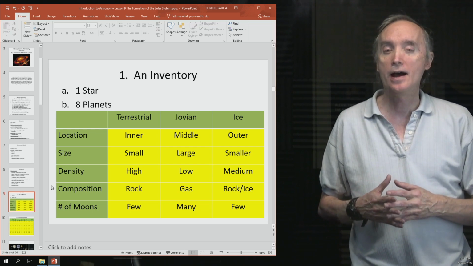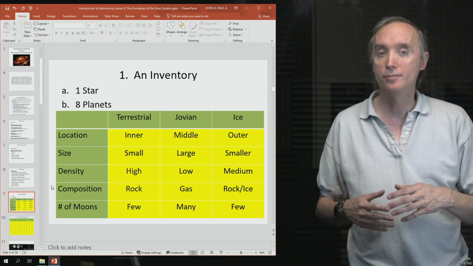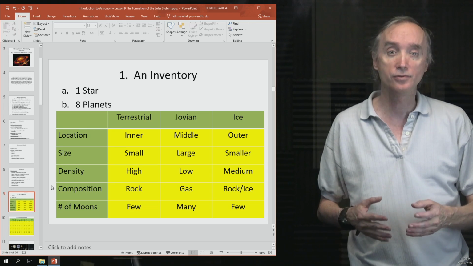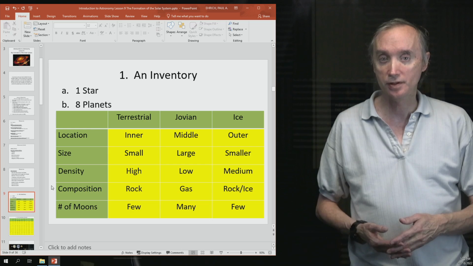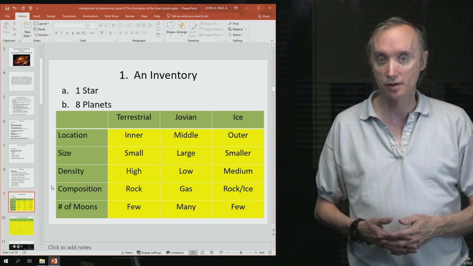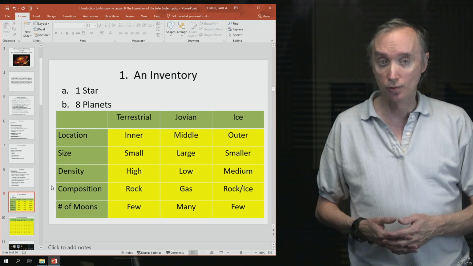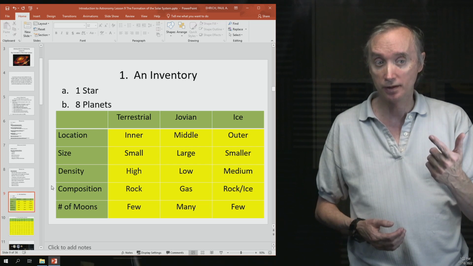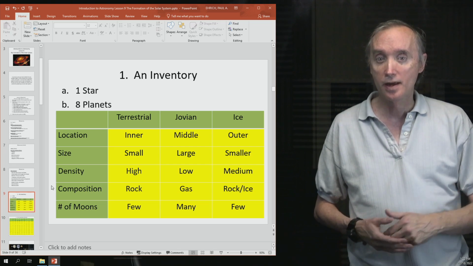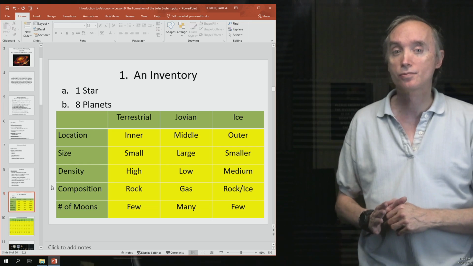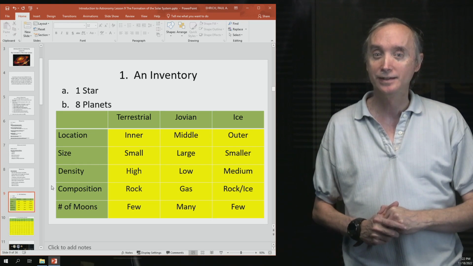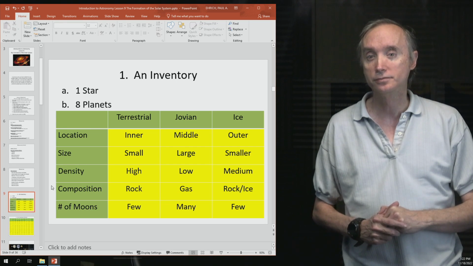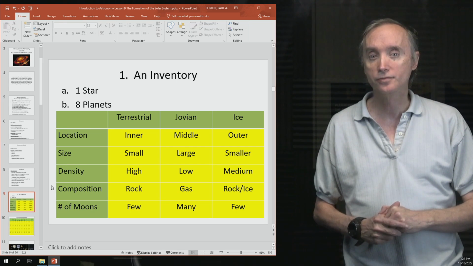Okay, now our solar system can be divided up into 3 general areas. The inner part of the solar system is where the terrestrial planets are going to be located. We're talking about Mercury and Venus, Earth and Mars. And their size is relatively small. And you're saying to yourself, but Earth is pretty big. Yeah, but not compared to Jupiter. Compared to Jupiter, terrestrial planets are very small.